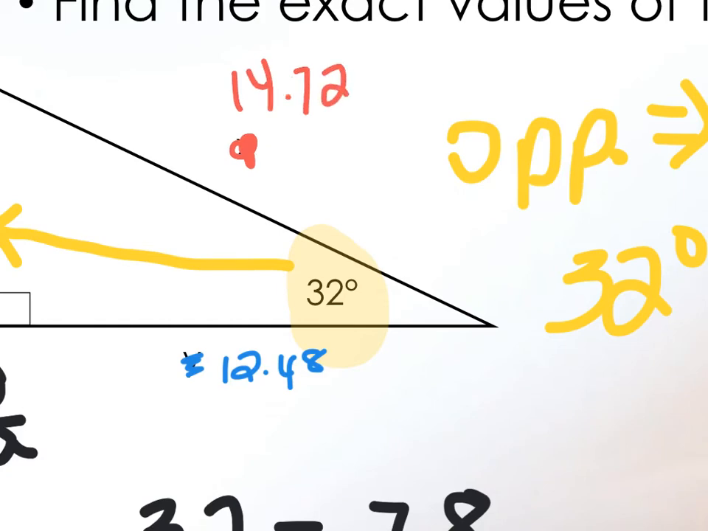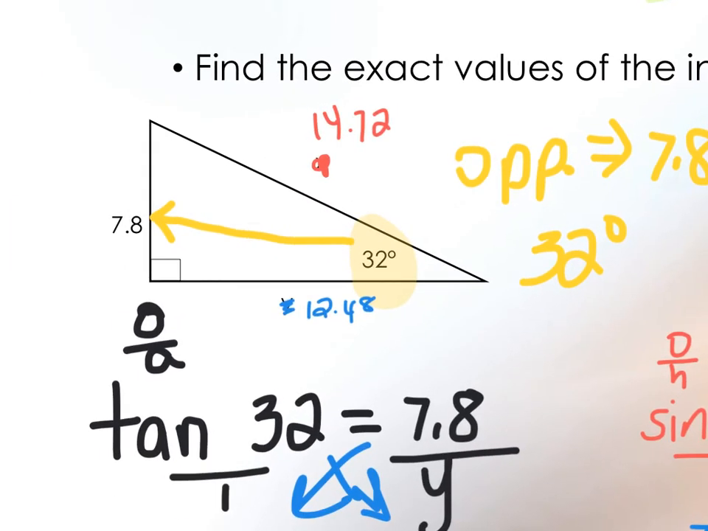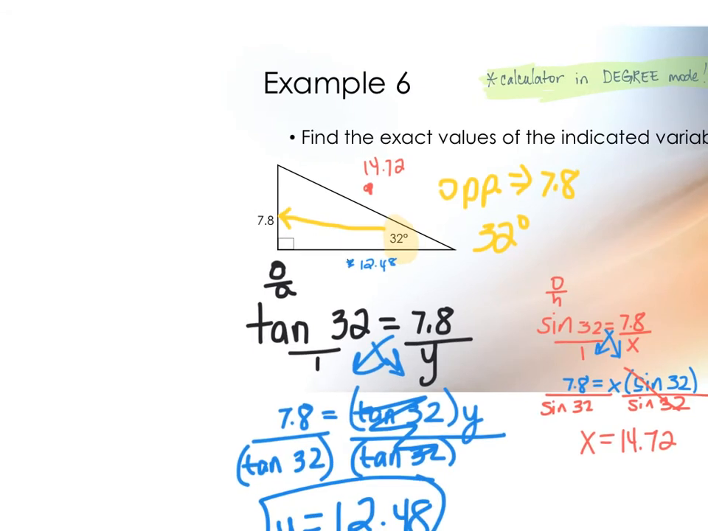A lot of you guys say to me, I just want to be able to check my work. If you do what I did here, tangent and sine, and you find 3 values, how could you check your work with the values that you're given on a right triangle? The Pythagorean Theorem. Put in 7.8 squared plus 12.48 squared equals, and then take the square root of that. You should get something real close to 14.72.